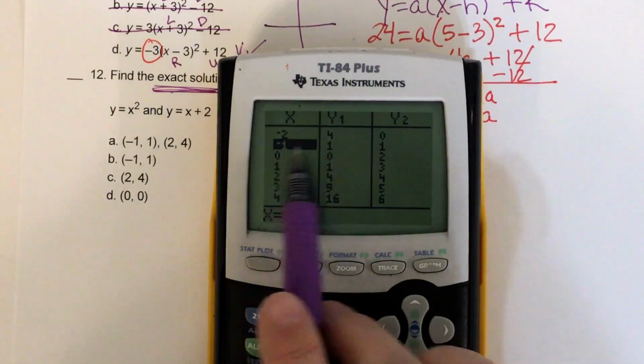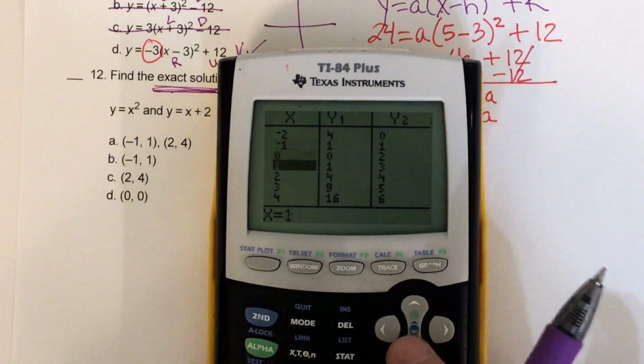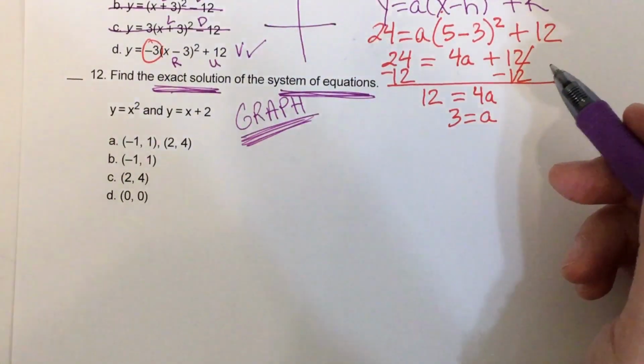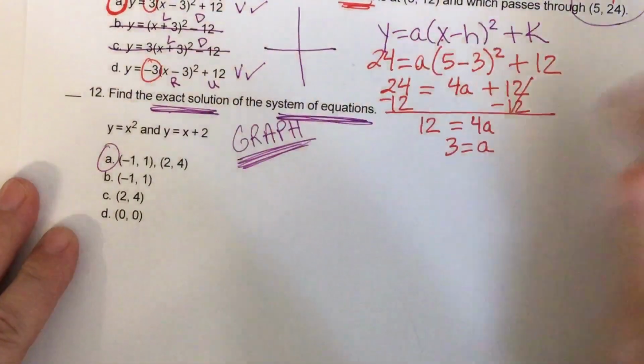Negative 1, 1, negative 1, 1. So (-1, 1) is an answer and (2, 4) is an answer. So (-1, 1) and (2, 4), which is answer choice A.